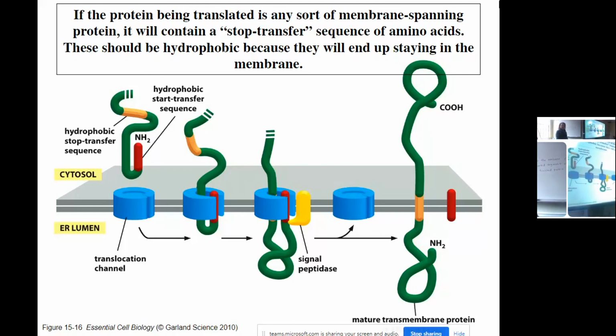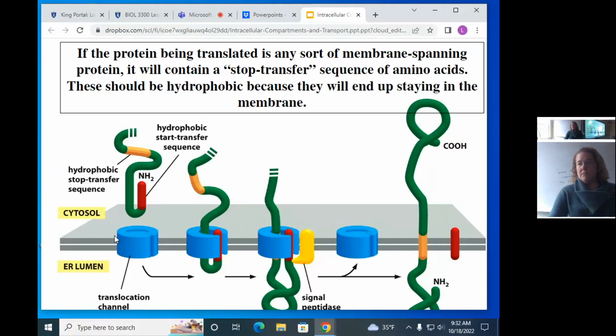It's a good place to stop because it's time to stop. So next time we're going to look at, okay, if this protein is supposed to go other places, how does it get from the ER to its next location? That's the Thursday topic. Thursday.